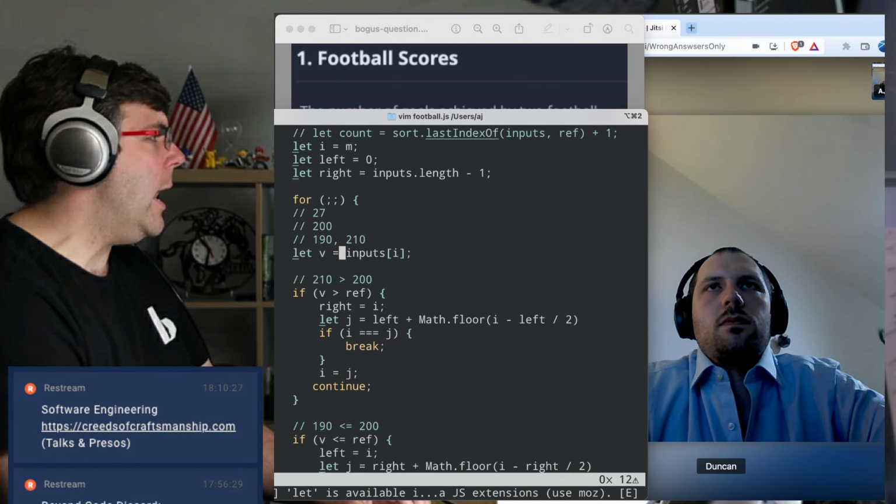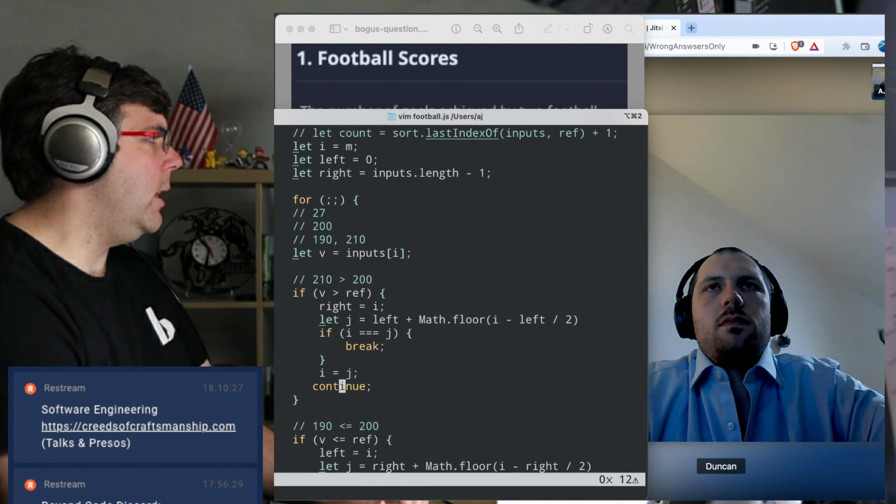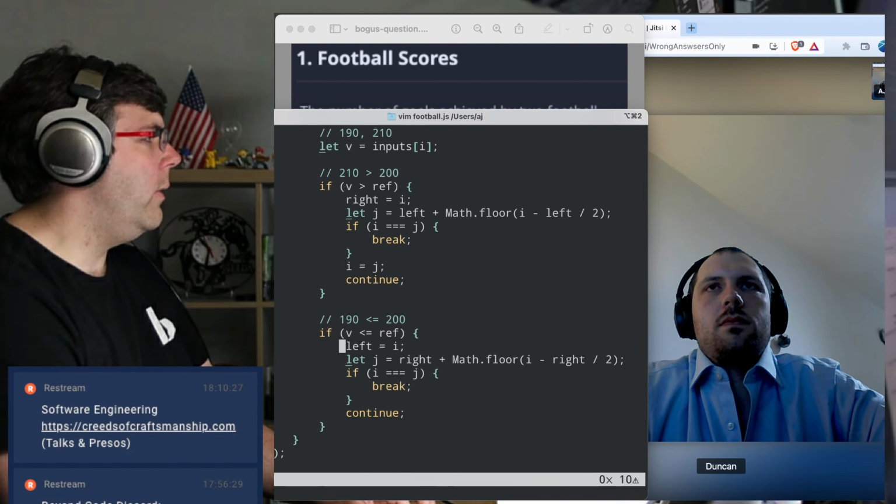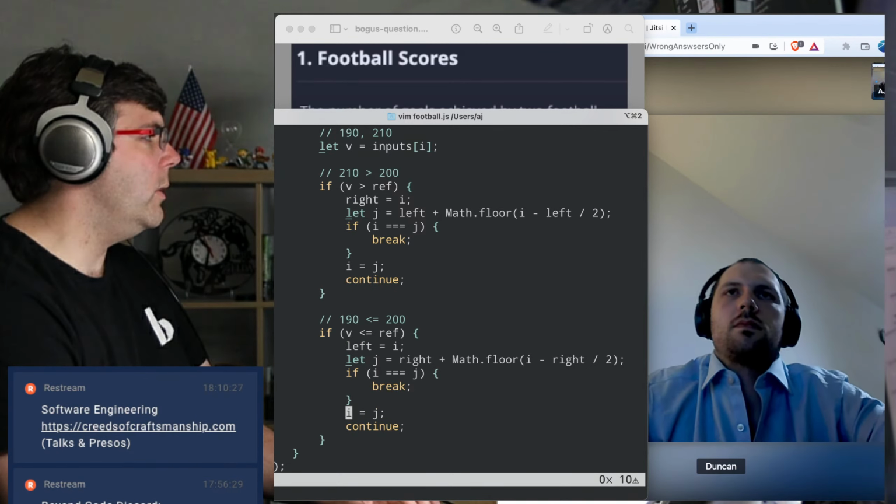So input is equal to I. If I is equal to j, break. I is equal to j, continue. All right. And then here, if I is equal to j, break. Otherwise, we also need to move this. That will move it to the right.